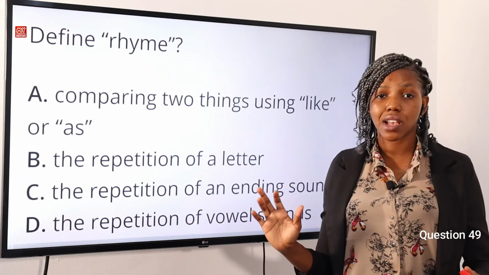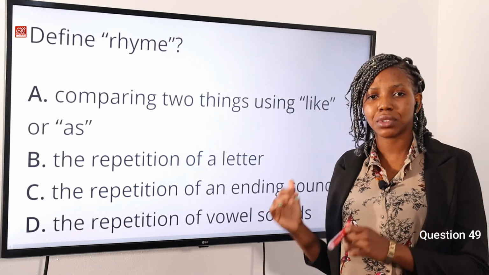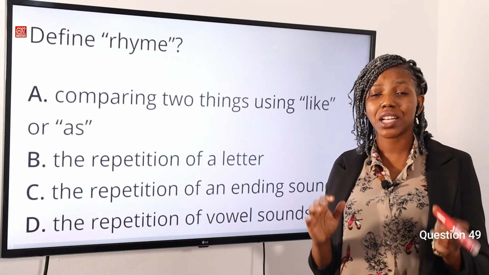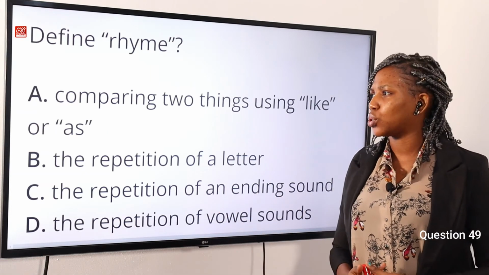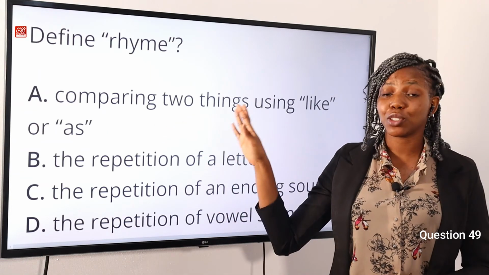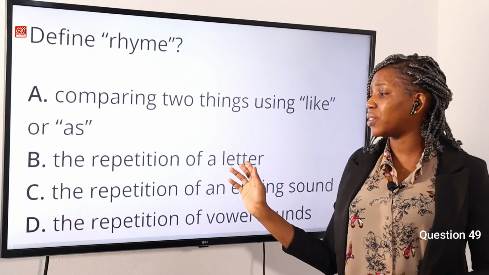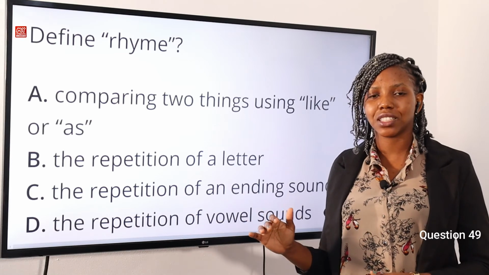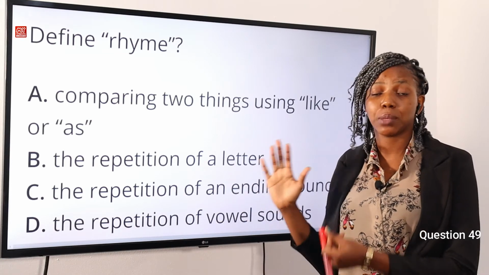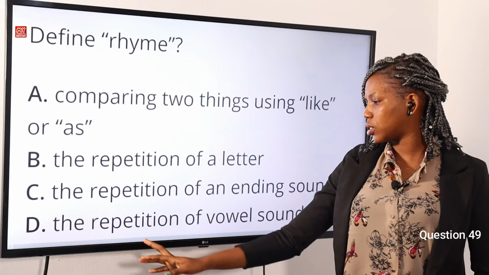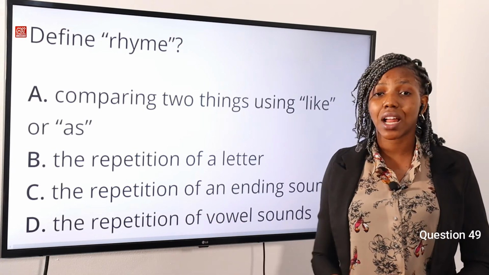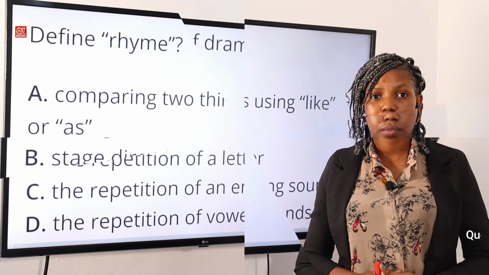So it could be any sound, but the repetition of that same sound at the end of the word or a line in poetry, usually a line in poetry. Okay, so when we talk about option A, we can see that this is a definition of simile. Now, repetition of letters is not enough to define a particular concept in literature. Then when you talk about the repetition of vowel sounds, this is assonance. Okay, so option C is the correct answer to this question.